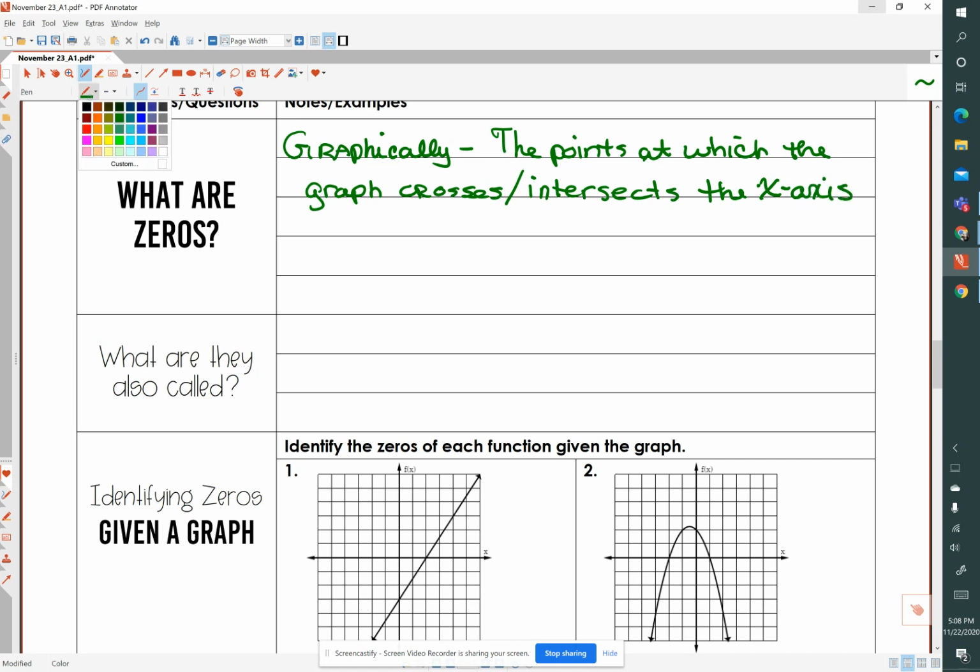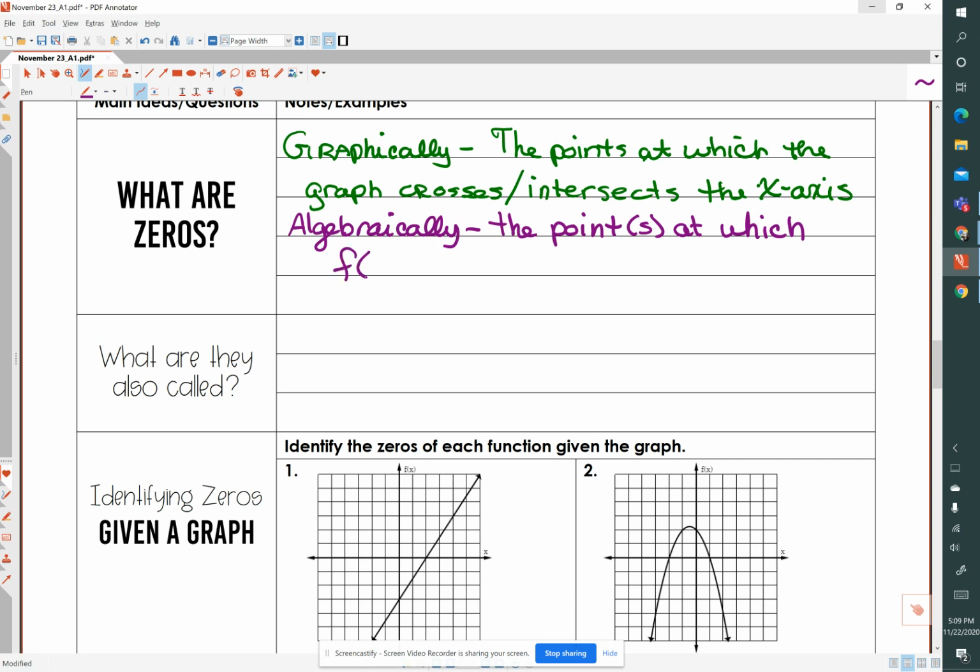Now, algebraically, what does this mean? So algebraically, what this means is the point at which the function equals 0, or the point. Now, I'm going to say point or points. Sometimes the graph can cross the x-axis 2 or 3 or more times, more than one time. The points at which f of x, or the function, equals 0.